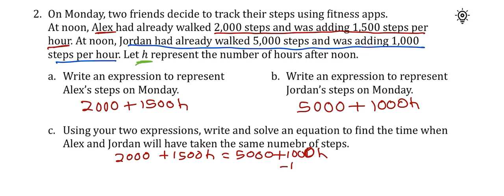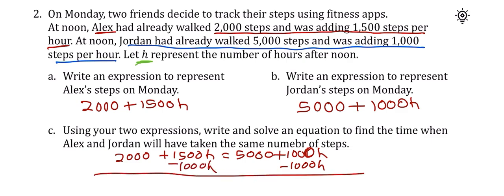Okay. All right. So now we're going to subtract the 1,000H from both sides, giving us a much nicer equation of 2,000 plus 500H is equal to, this is gone now, 5,000. All right, so now I'm going to subtract the 2,000 from both sides of the equation.